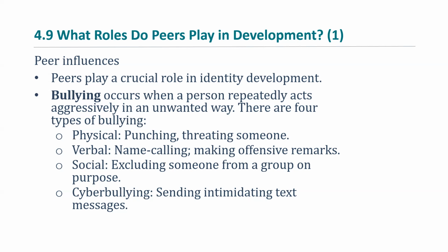So physical bullying, you're punching somebody or doing other physical behaviors like punching, kicking, slapping, whatever, or you're threatening to be physically aggressive. Verbal is name calling or making offensive remarks. Social bullying is excluding someone from a group on purpose.